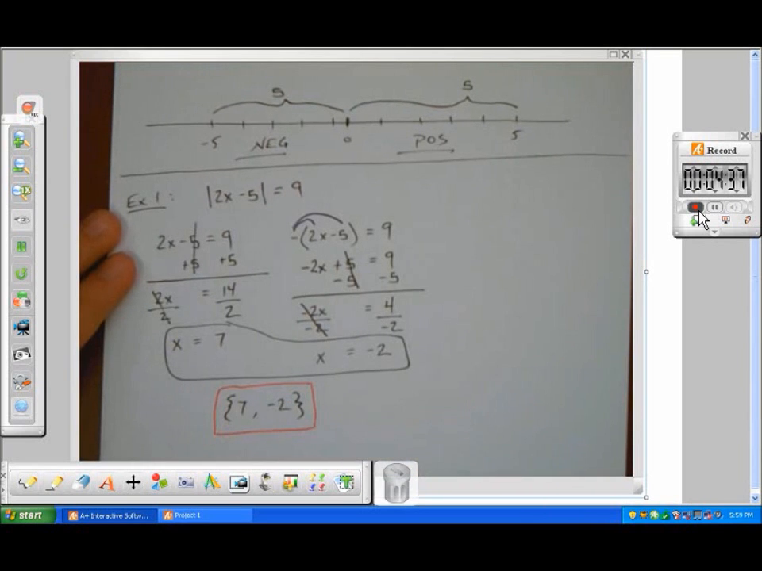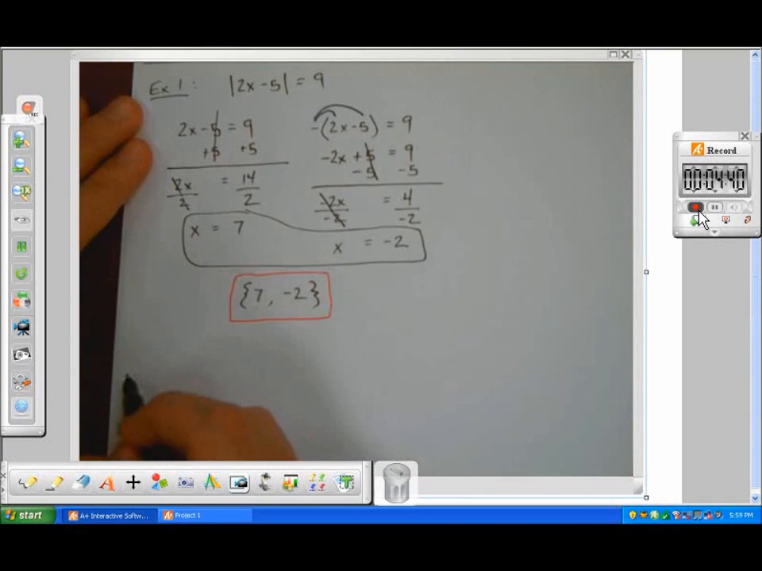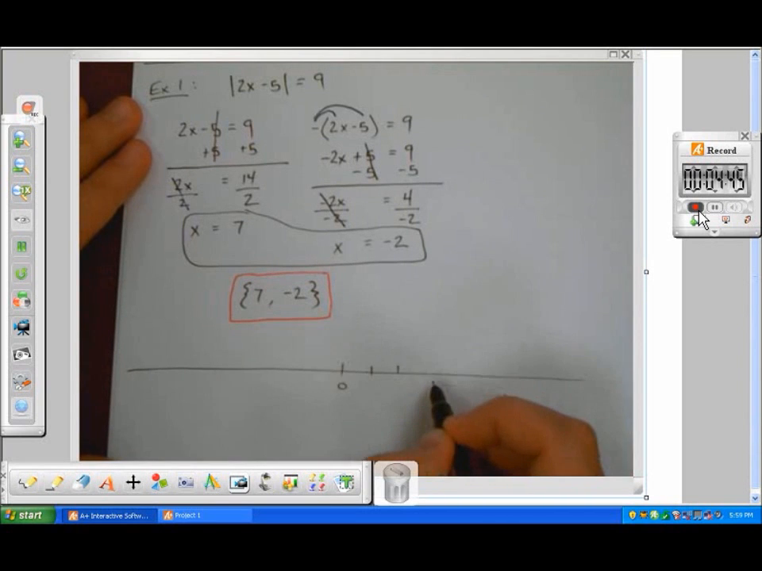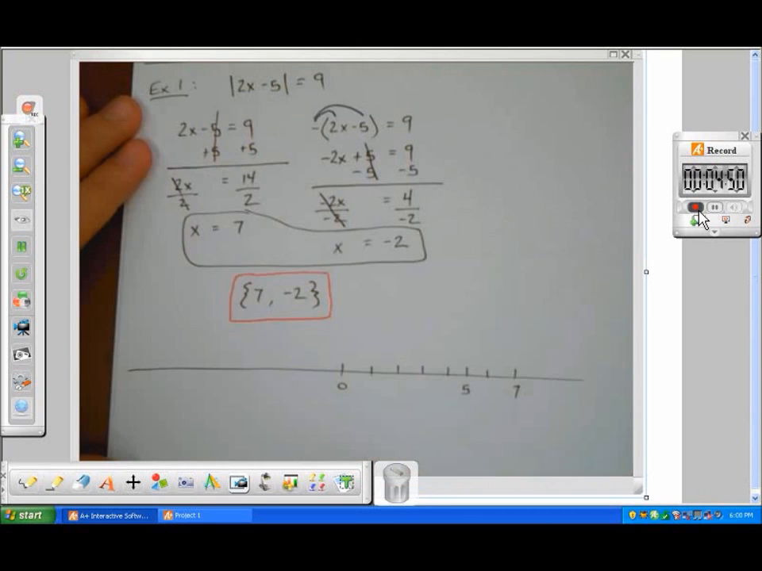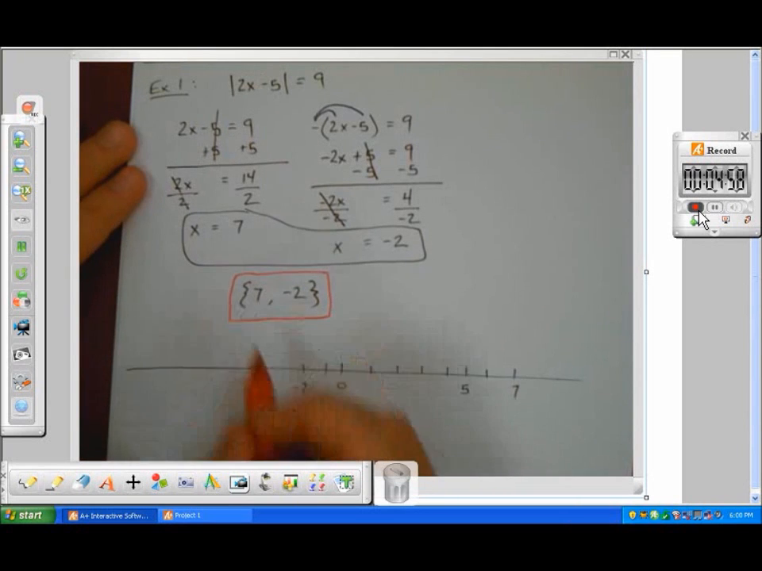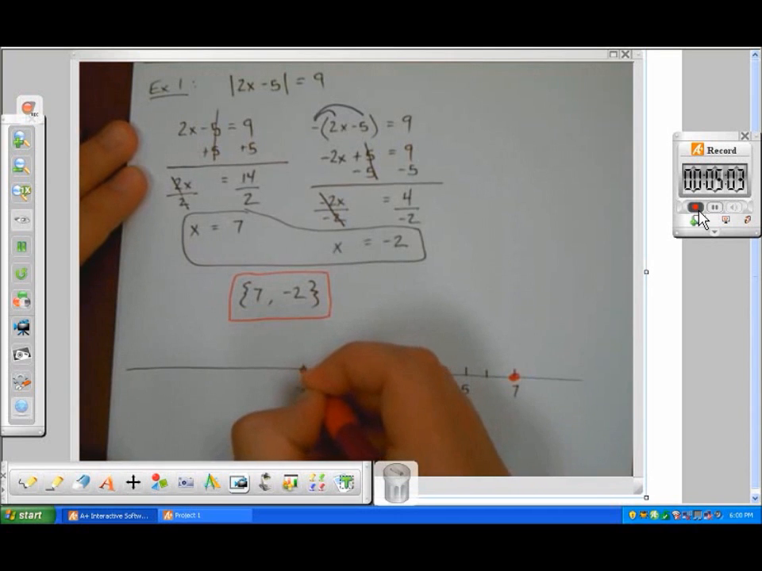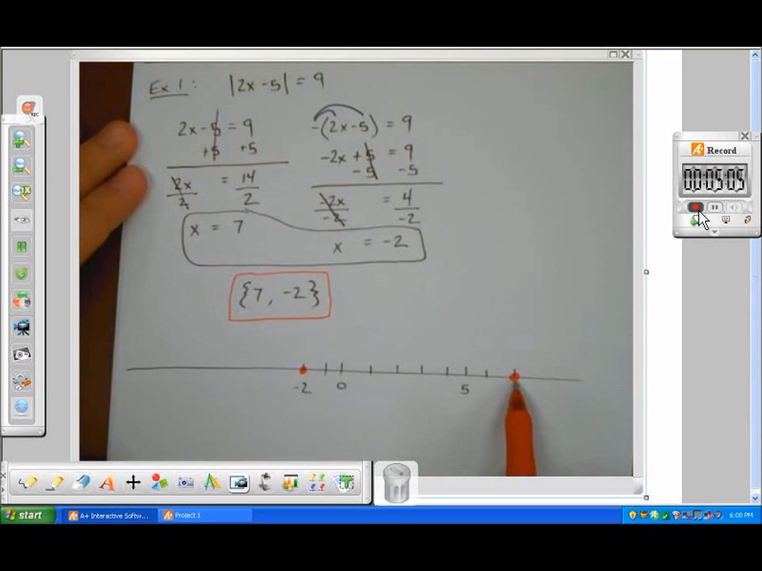The third way of writing your answer is using a number line. So here's 0, 1, 2, 3, 4, 5, 6, 7, and negative 1, negative 2. The way that you write this answer using a number line is you put a solid dot at 7, and a solid dot at negative 2. That means that the two answers were 7 and negative 2. That's another way that we can write our answer. These are the three. So we've solved our first absolute value equation.